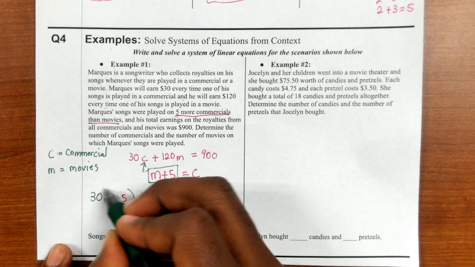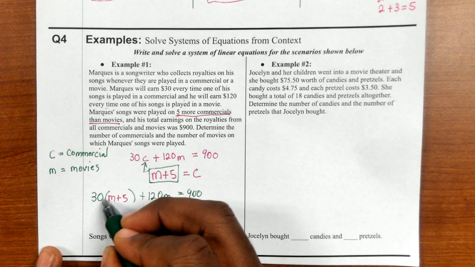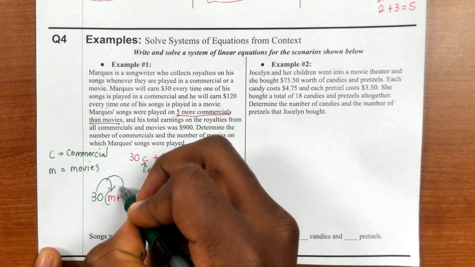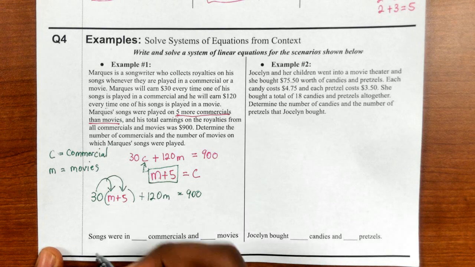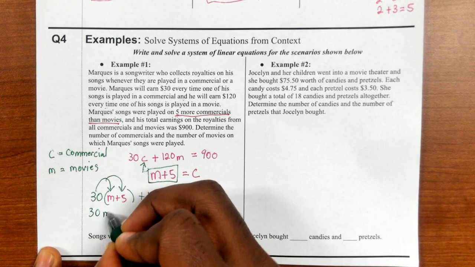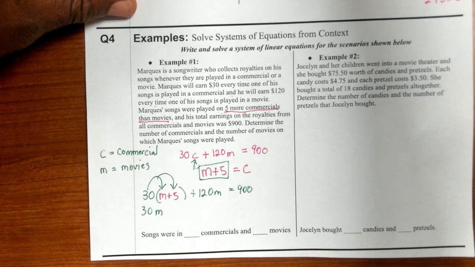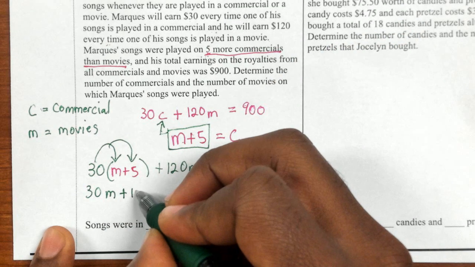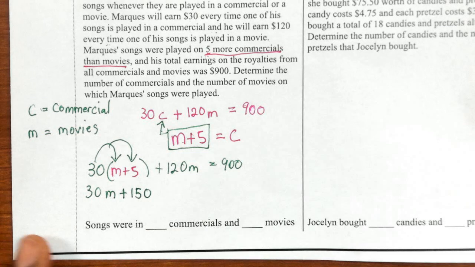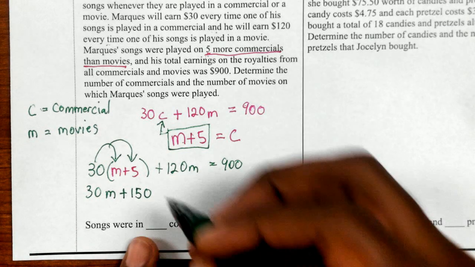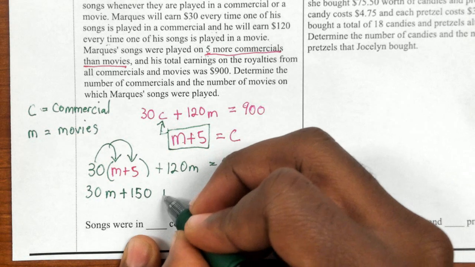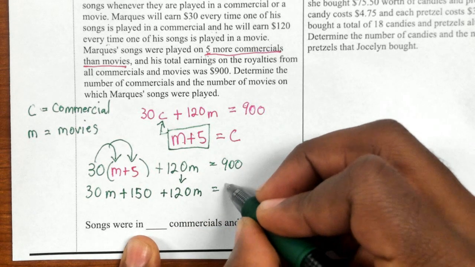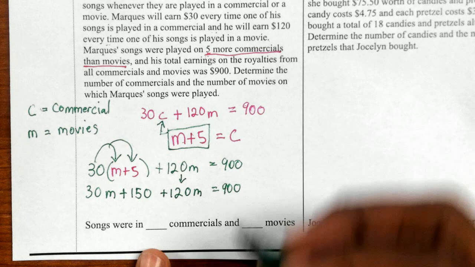Now we're going to go ahead and multiply, because again, this 30 is being multiplied by M plus 5. So we're going to distribute and distribute. 30 times M is 30M, all right? And 30 times 5 is 150, all right? Use your calculator if you would like, okay? The 120M, I'm going to bring it down, because I'm not multiplying anything by it. And the 900, I'm also going to bring down, all right?